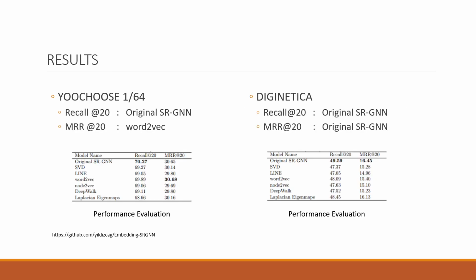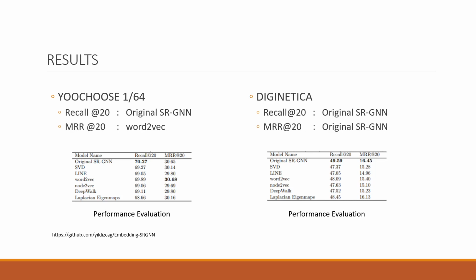Now, let's talk about the results that we have collected from different experiment setups. As is clearly seen, all performance results in terms of Recall at 20 and MRR at 20 are very close to each other, and also to the original SR-GNN results for both datasets. Specifically, for the Yoochoose dataset, none of the embedding methods could get a better Recall at 20 value than the original SR-GNN embedding method. But in terms of MRR at 20, withGraph has slightly outperformed the original one.